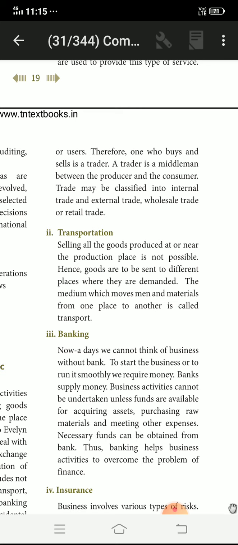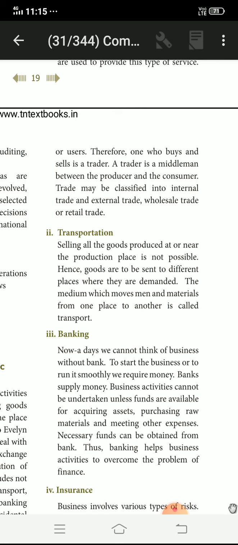Business cannot be started without finance or without capital, and all the capital is not available with the investor or the businessman. He might have a little amount with him. For further investment, he can borrow from a financial institution. One of the financial institutions is the bank, and banks provide loans and financial assistance to the producers or manufacturers for running the business smoothly.